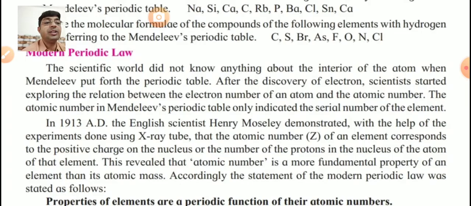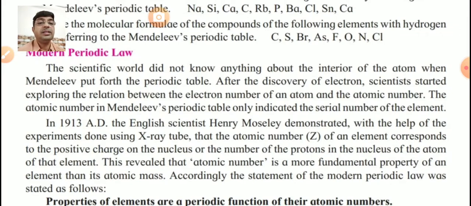After the discovery of the electron, scientists started exploring the relation between the electron number of an atom and atomic number. There is a relationship between electron numbers and atomic number. The atomic number in Mendeleev's periodic table only indicated the serial number of the element.